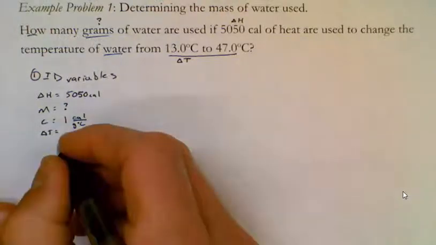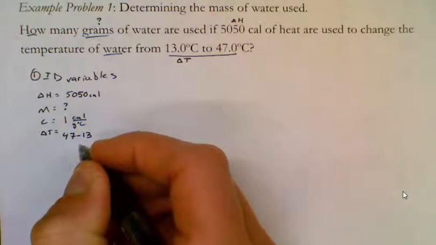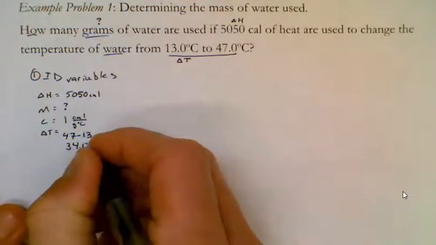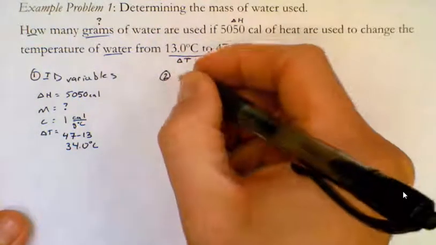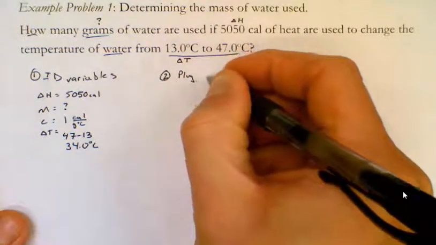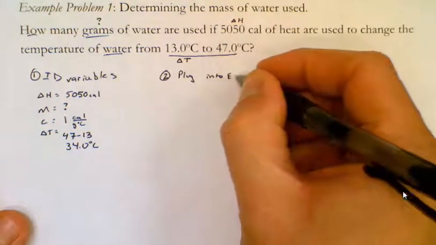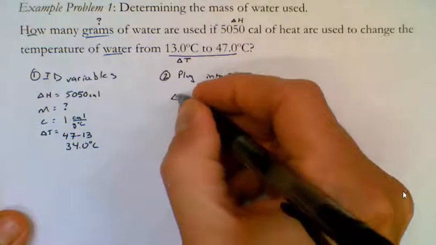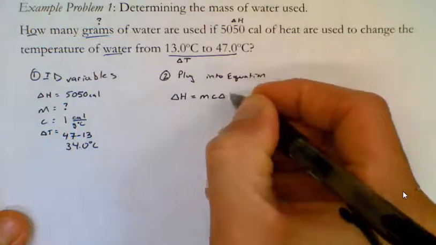Finally, delta T, we need to do 47 minus 13. Make your temperature a positive number. That'll equal 34.0 degrees C. Step 2, we're going to plug into equation. I already said that since there's only one mass, we're going to use delta H equals MC delta T.